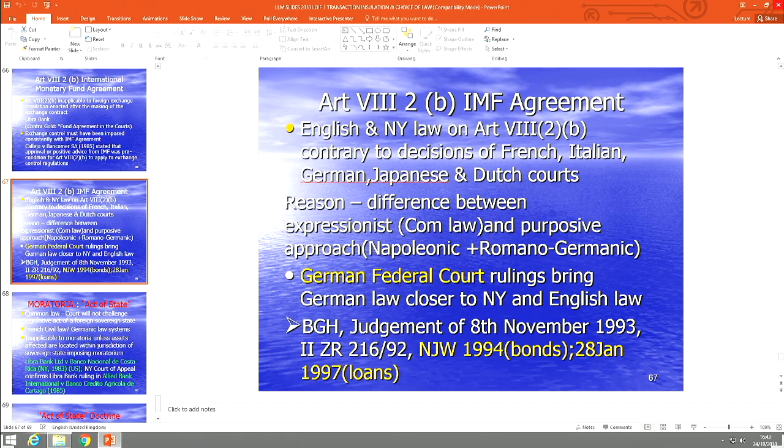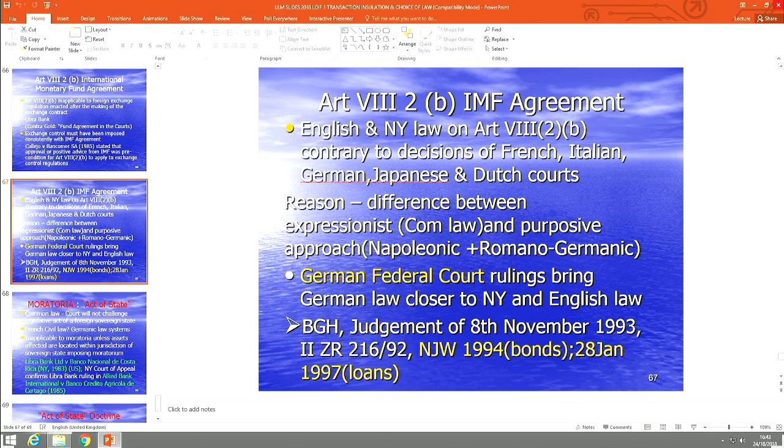So that's the second set of rules which we need to worry about, and ask the question: do these rules, the Article 8.2b rules, override the governing law? And the answer is, it depends on the governing law. If it's English or New York law, the answer is no, it doesn't. If it's French, Italian, Japanese, the answer is yes. If it's German law, it's maybe, depending on the type of transaction one is looking at.